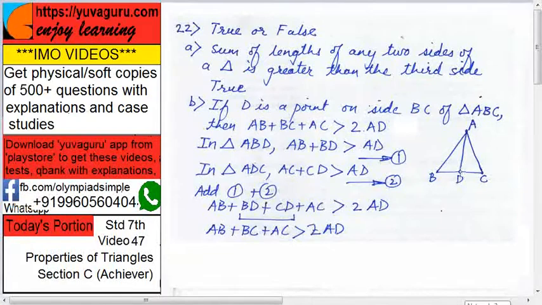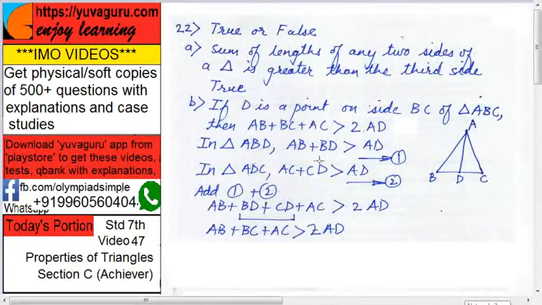Let's prove it. See here, in triangle ABD, what is the theorem we just saw? Sum of lengths means AB plus BD will be greater than AD. Addition of two sides is greater than the third side. Similarly in ADC, AC plus DC is greater than AD, right?